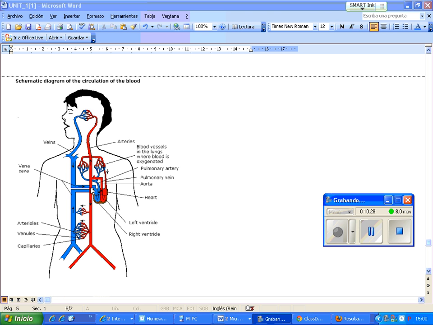Deoxygenated blood flows into the right atrium and then into the right ventricle. The right ventricle pumps the blood through the pulmonary artery to the lungs. In the lungs, the blood picks up oxygen and releases carbon dioxide. Then the oxygenated blood goes back through the pulmonary veins to the heart. The oxygenated blood goes into the left atrium and then the left ventricle. The left ventricle pumps the blood through the aorta to the rest of the body.